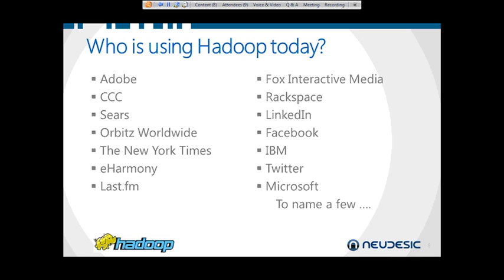Looking at a couple of the companies that are using Hadoop today, some big names here: Adobe, Orbitz, New York Times. So large content providers, large retailers, large social media companies like LinkedIn and Twitter and eHarmony. Rackspace, a provider of hosting services, and Microsoft, of course.